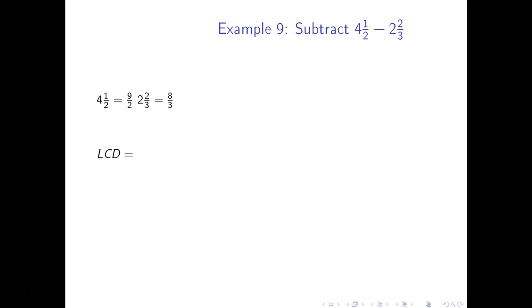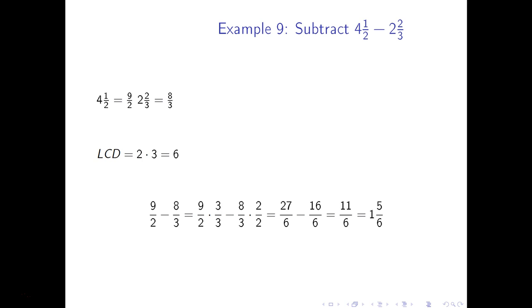So my least common denominator is 2 times 3 or 6. So now my fractions are 9/2. You got to keep the order still because subtraction is really important. Minus 8/3. Well, 9 over 2 times 3 over 3. And then we have 8/3, and I multiply that by 2 over 2. So I end up with 27/6 minus 16/6. If we subtract the numerators, it leaves us with 11/6 or 1 5/6.